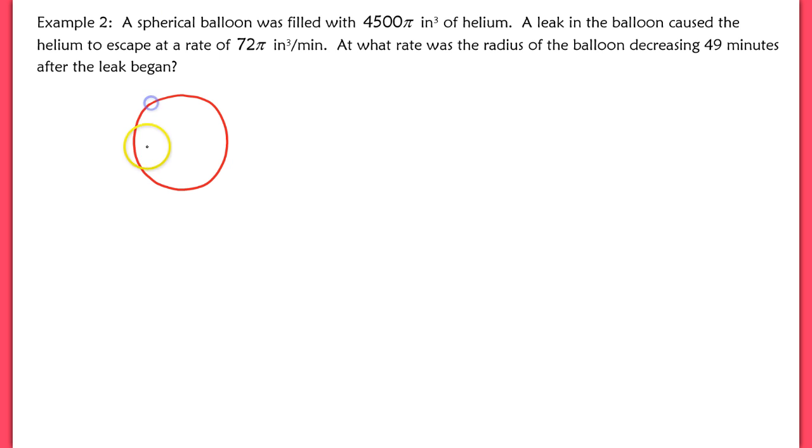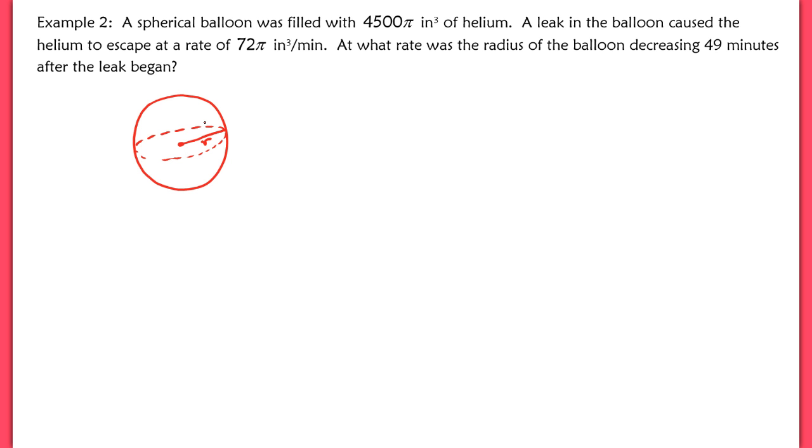We have a sphere, and we're talking about the volume of this sphere. It's leaking gas, which means it's shrinking. The overall sphere is shrinking, and your volume will shrink as well. So let's label this as R.